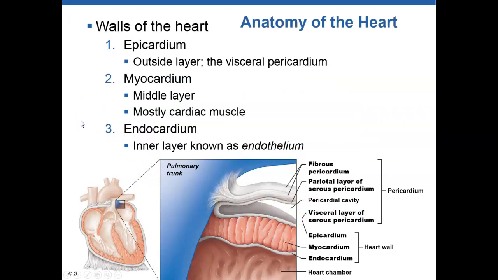There are three layers to the heart. We have the outer layer, which is the epicardium. The epicardium is also the visceral pericardium. The middle layer, which is the thickest region, is the myocardium. This is cardiac muscle. And then deep to that, the inner layer is known as the endocardium, and it is endothelial tissue or endothelium. So it's an epithelial tissue.